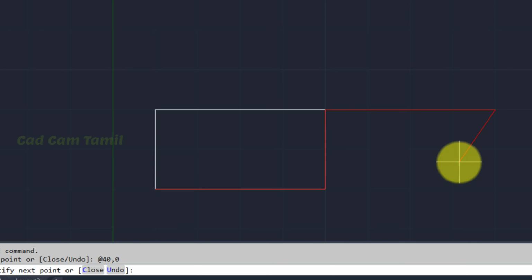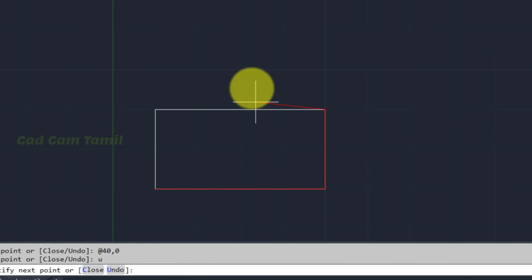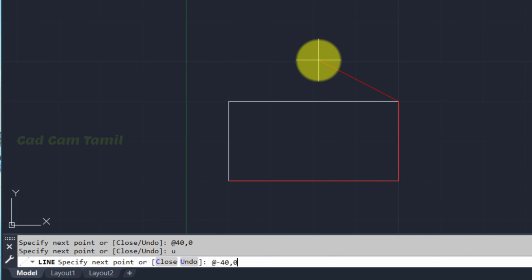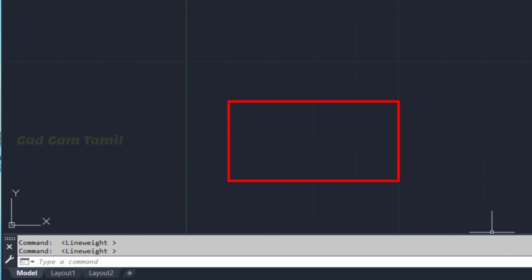How to correct it? That is why we have options here: close, undo. Undo means we can go one step back. So just use U, enter. One step back I went. Now I am going to give at minus 40, 0. Again at x is 0, minus 20. Okay, finish. See here, I got the same rectangle as the absolute method rectangle.